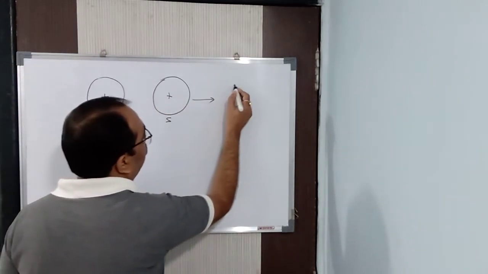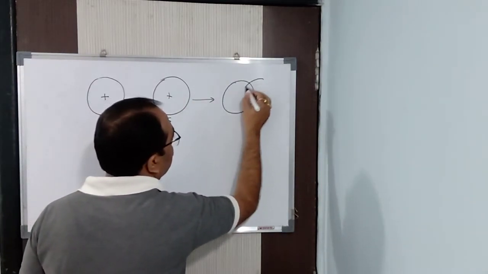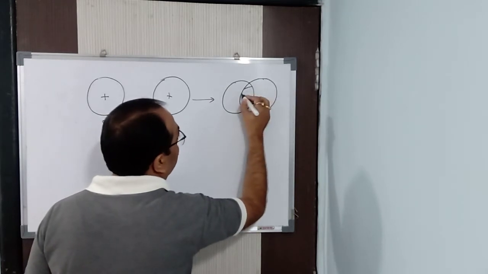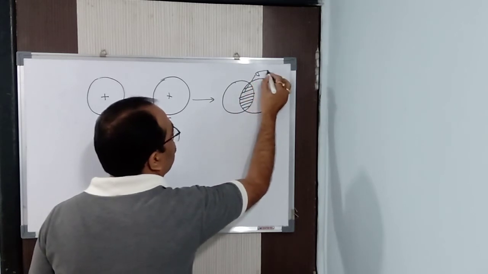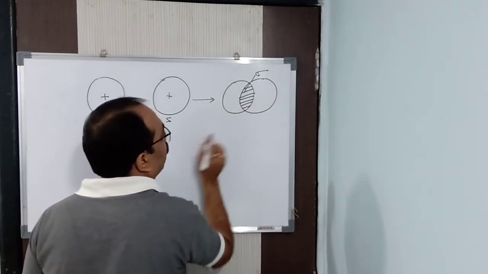They come closer, and what does it form? It forms overlapping. This is called head-on overlapping. See, this particular one is head-on overlapping, and what is this bond called? Sigma bond. This is a sigma bond. Got it?